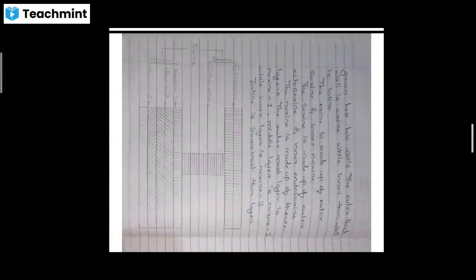The sexine layer is again differentiated into two parts: the ectosexine, which is present at the outer side, and at the inner side the endosexine. Then the nexine layer is present at the inner side, and it is again differentiated into three layers: nexine 1 at the outer, nexine 2 in the middle, and nexine 3 at the inner. After the exine, the innermost layer is the intine layer. So this exine layer is a thick layer made up of the sexine and nexine layers. So this is about the exine stratification.